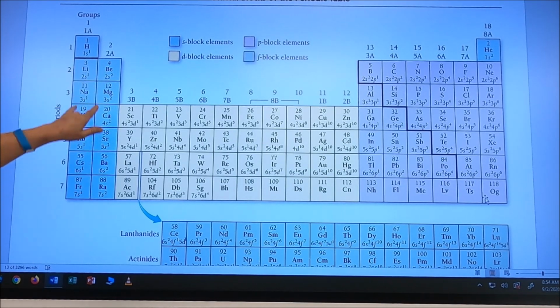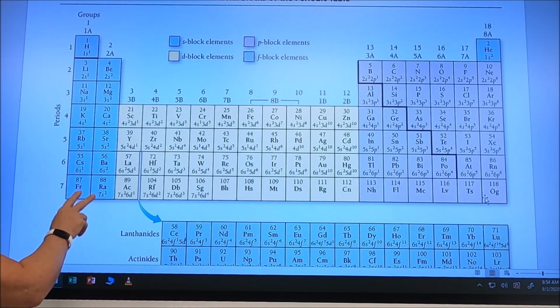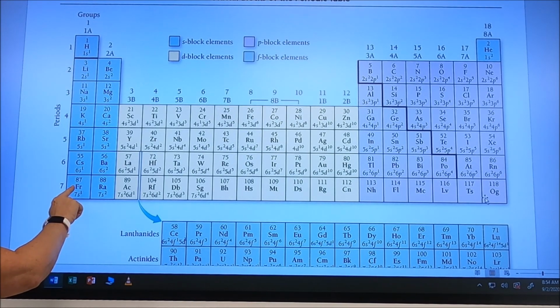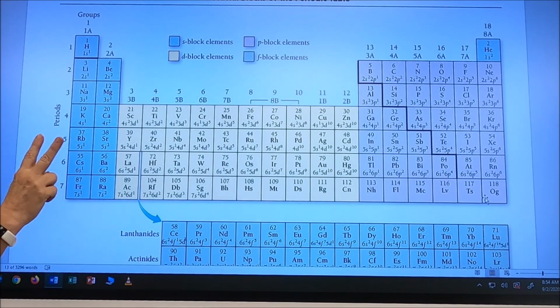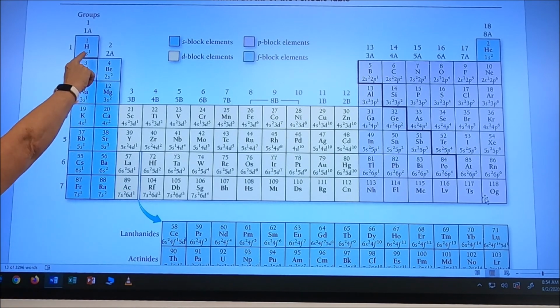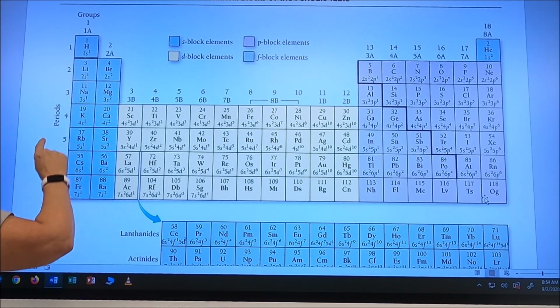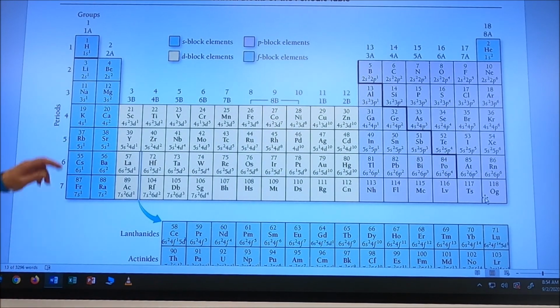The first two columns on the periodic table are called the S block, because all of these elements' electron configurations end in an S subshell. Everybody in the first column ends with one electron in the S subshell. The second column ends with 2 electrons in the S subshell. Notice that the row that the element is on corresponds to the shell that holds the outermost electrons. And then you've got the S subshell with 1.